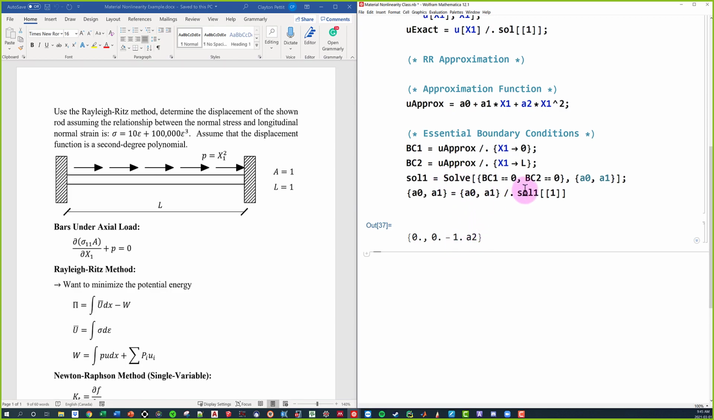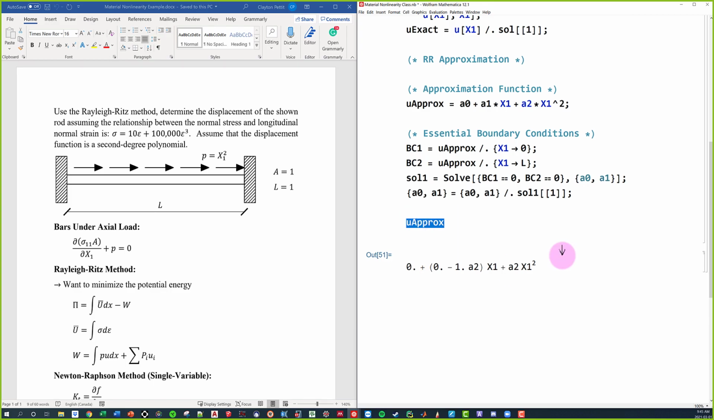All right, negative A2. So I'm actually just going to suppress this really quick, and I'm going to go into our approximation solution. We can see that our only unknown now is simply A2. All right, it's simply going to be A2.